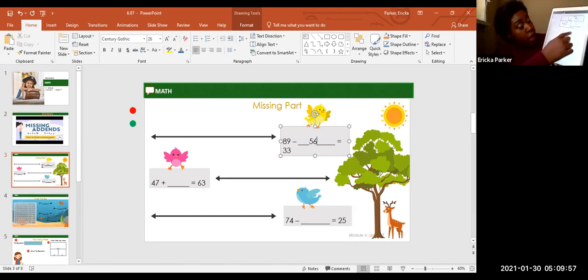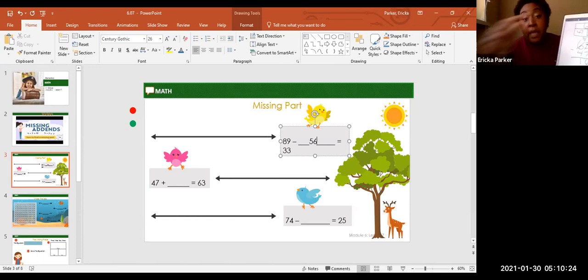We all know how to regroup now, so I don't even have to go over that. You should be working this out on your paper and seeing if you get the same answer as me. 16. So 16 plus 47 equals what? 63.